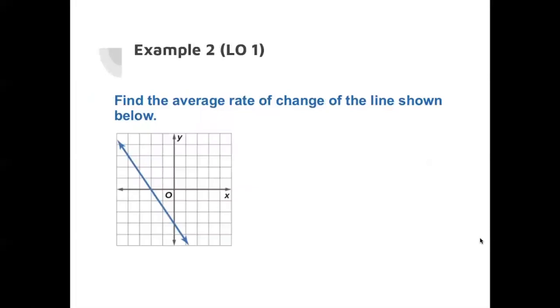Find the average rate of change of the line shown below. I told you that the average rate of change of a line is the same concept as slope, right? When we're finding the slope of the line, we just have to find any 2 points. Why? Because the average rate of change of the line is consistent over the entire graph. So we're going to just pick 2 points. Let's pick this and this. The coordinate for the top point is (-2, 0). The coordinate for the bottom point is (0, -3).